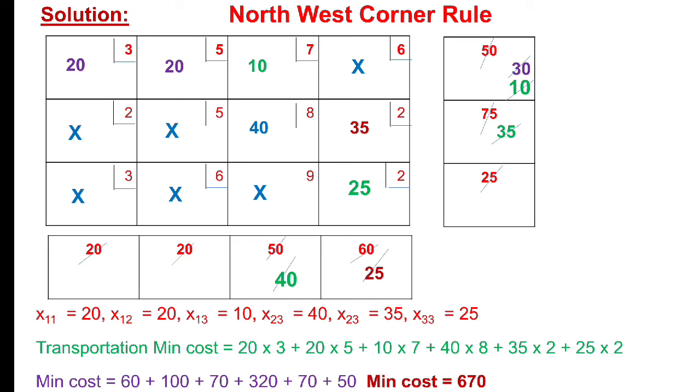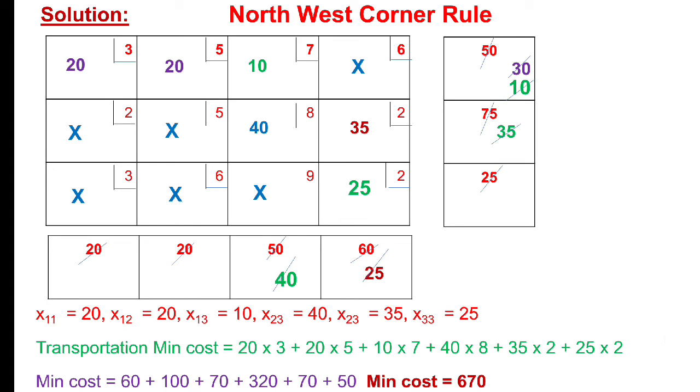Total minimum cost is 670. According to that, the plant and retail shop will reach that value, which is 670 rupees. That is the way we can minimize the transportation cost of the given problem. This is how we find it using the northwest corner method.